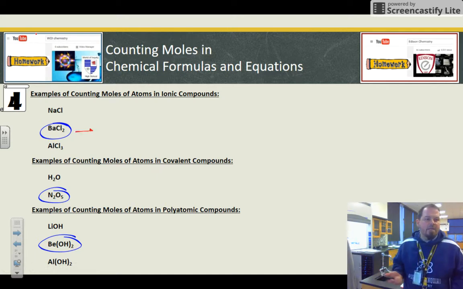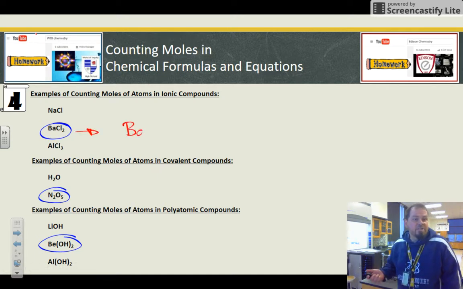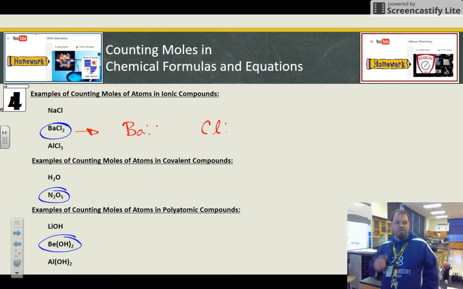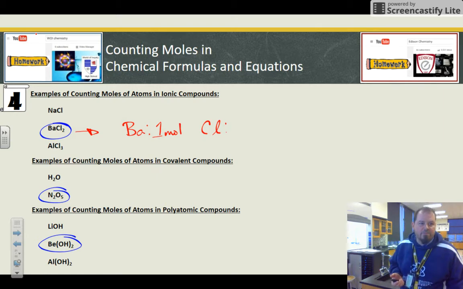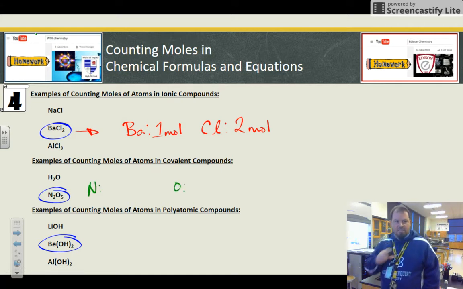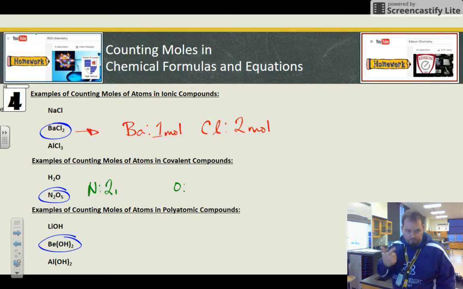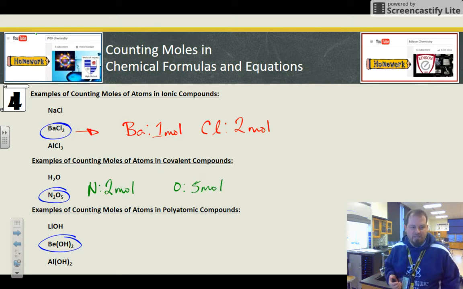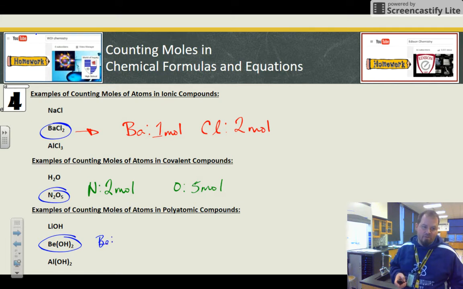So we're going to write Ba out and Cl out, and we just need to count how many of each there are. I see no subscript after Ba, so it is a 1. And I see a subscript after Cl, and that is a 2. So there's 2 moles of chlorine for every 1 mole of barium. Next one, how many nitrogens? 2. And oxygens, we learned how to name this last unit: dinitrogen pentoxide.